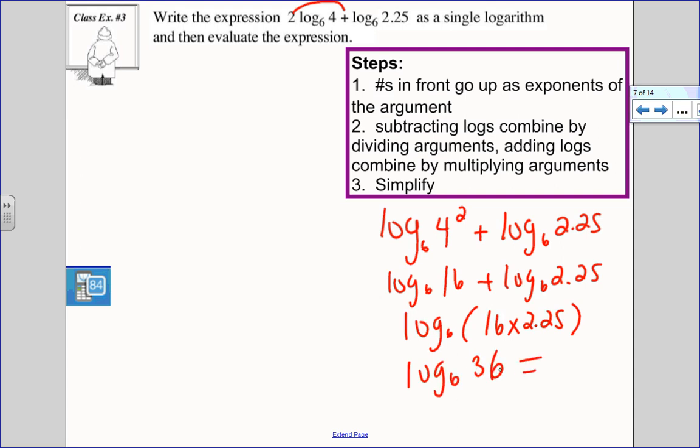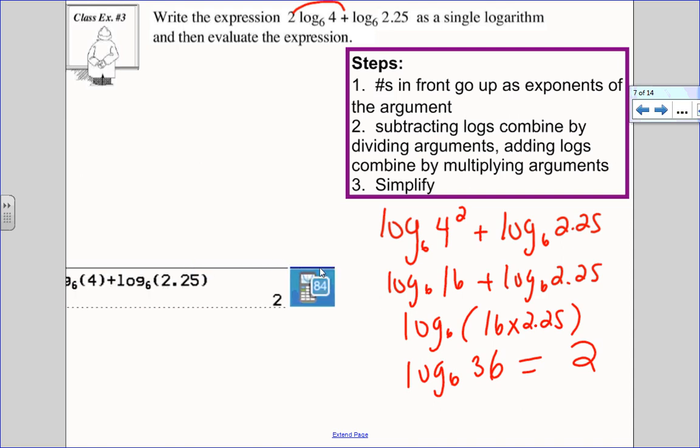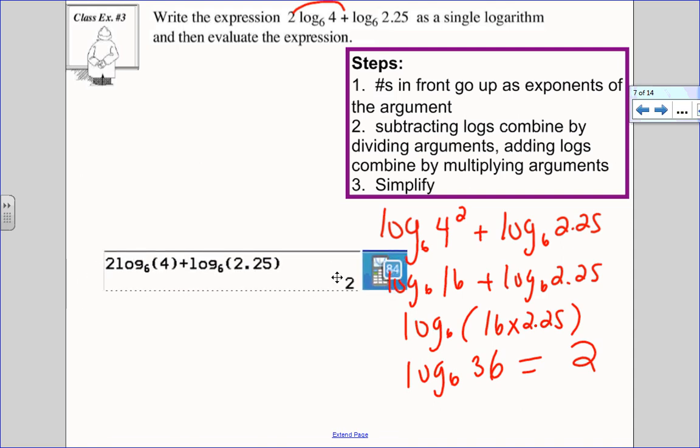So 6 to what exponent gives me 36? 6 to the exponent of 2 gives me 36. So I know that I've done that correctly. Just checking it, original expression, into the calculator, you get 2 as a final answer.